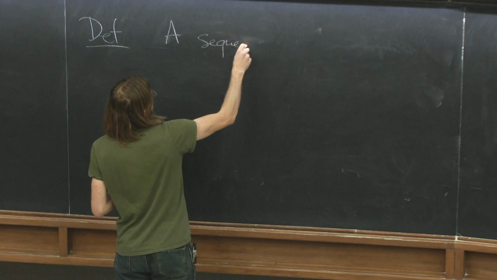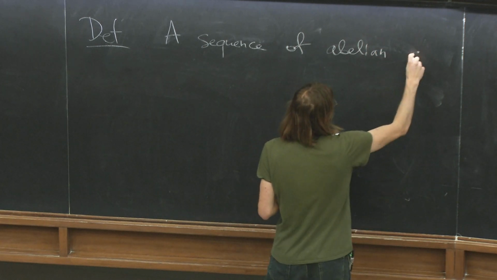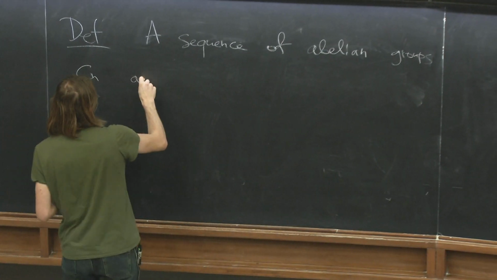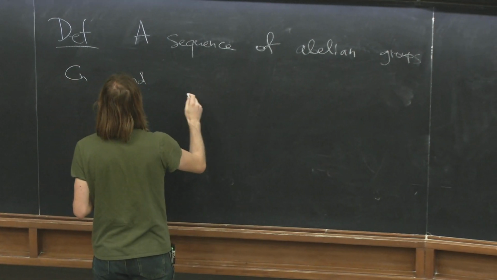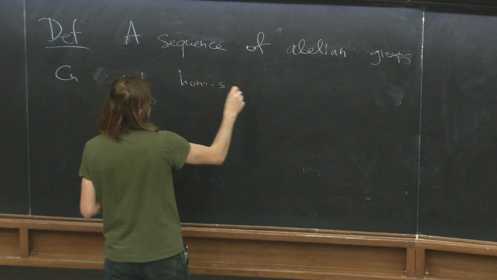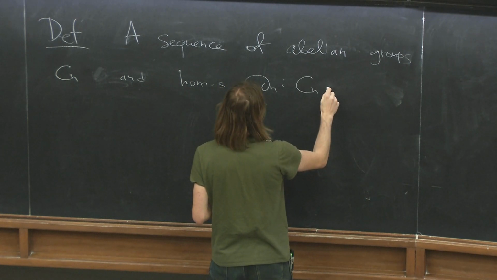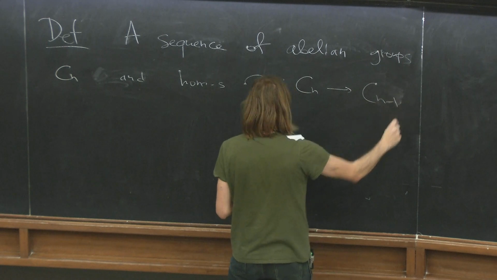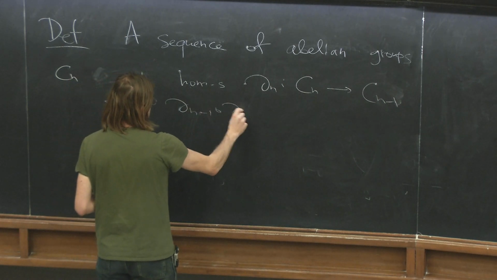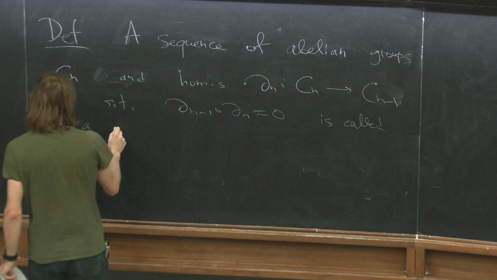A sequence of abelian groups Cn and homomorphisms Dn, so that the Dn takes elements of Cn to elements of Cn minus 1, such that the composition of Dn with Dn minus 1 is 0, is called a chain complex.